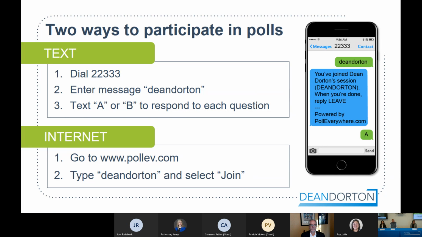You can either text as part of the poll presentations, or you can go on the internet and go to www.pollev.com and type in Dean Dorton and select join. Either way, we'd like to have you participate in our polls as we go along.